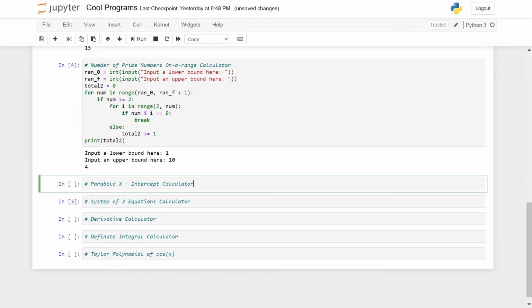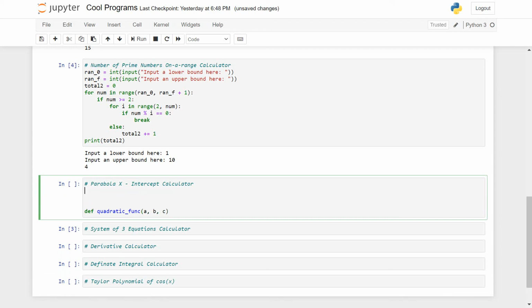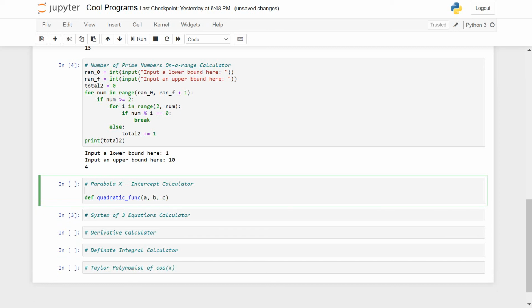Okay, so let's start off with the parabola x-intercept calculator. So my idea for this is that we define some function. I'll call it quadratic_func, right? And we'll take in the variables like let's say A, B, and C, and let's make this user friendly. Let's say we want to allow the user to input something.